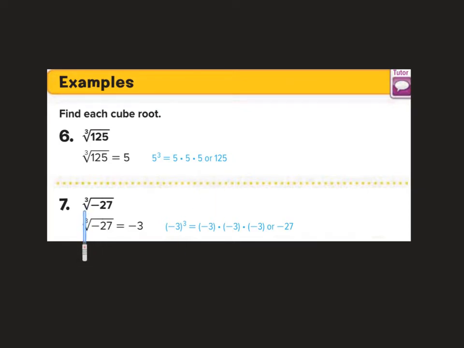Here I'm being asked to find the cube root of negative 27. So just like we had the positive and negative square roots, we have the positive and negative cubes. Here we're just being asked to find the negative cube root of 27. The negative cube root of 27 is negative 3, because negative 3 to the third power, negative 3 times negative 3 times negative 3, equals negative 27.